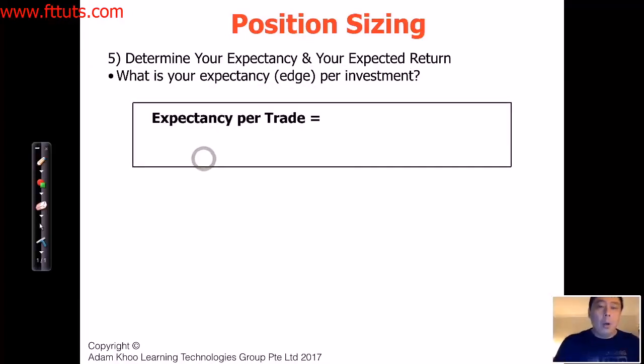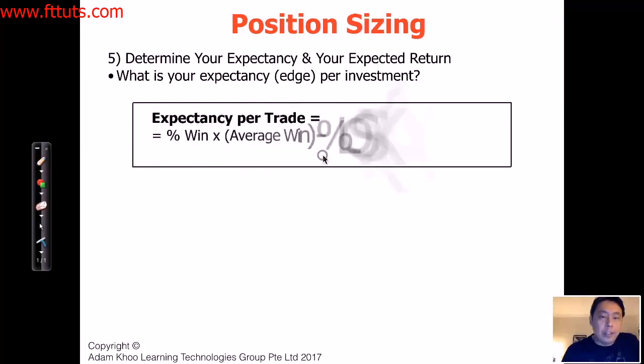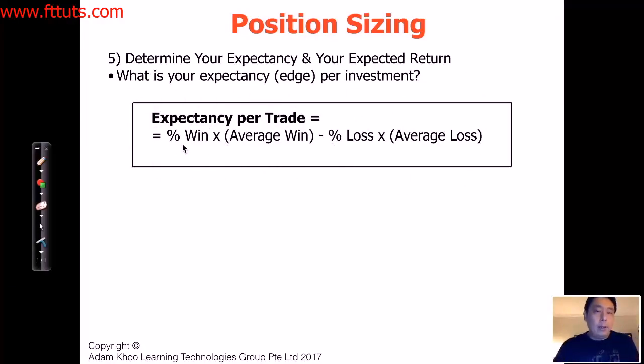So whenever you trade a strategy, you must always calculate the expected profit per trade. And this is the formula. The formula goes this way: percentage win multiplied by average win minus percentage loss multiplied by average loss. Okay, so depending on your strategy.